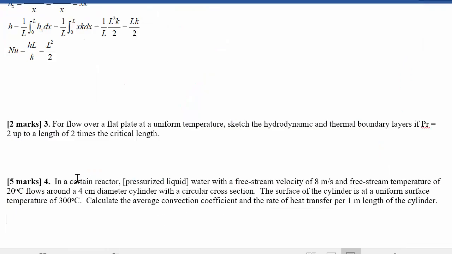Final question. In a certain reactor, pressurized liquid water with a free stream velocity of 8 meters per second and free stream temperature of 20 degrees C flows around a 4 centimeter diameter cylinder with a circular cross section. The surface of the cylinder is at a uniform surface temperature of 300 degrees C. Calculate the average convection coefficient and the rate of heat transfer per 1 meter length of the cylinder.